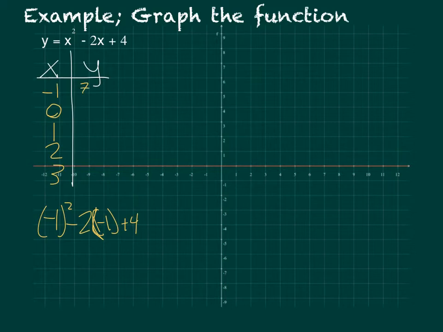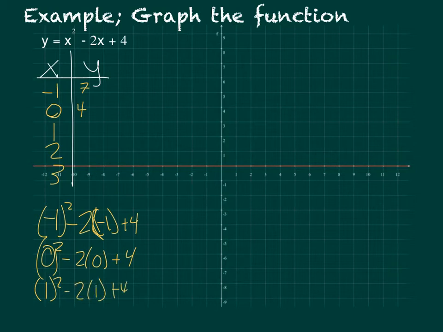So literally just put it in. So then I'm going to put 0 in. 0 squared minus 2 times 0 plus 4. Well, that's clearly going to be 4. And then put in 1. So 1 squared minus 2 times 1 plus 4.